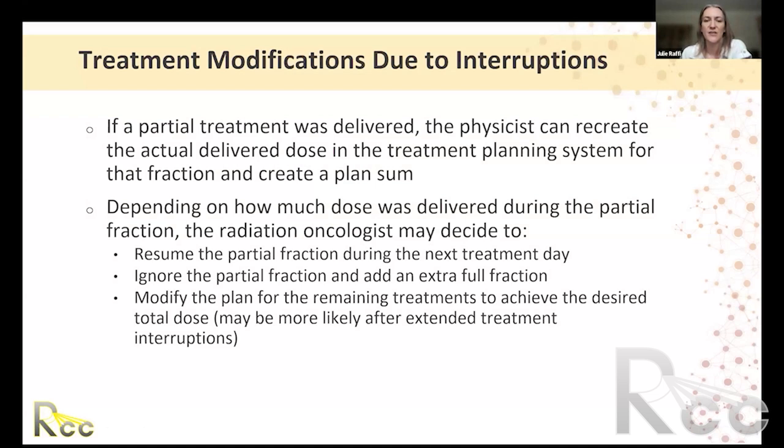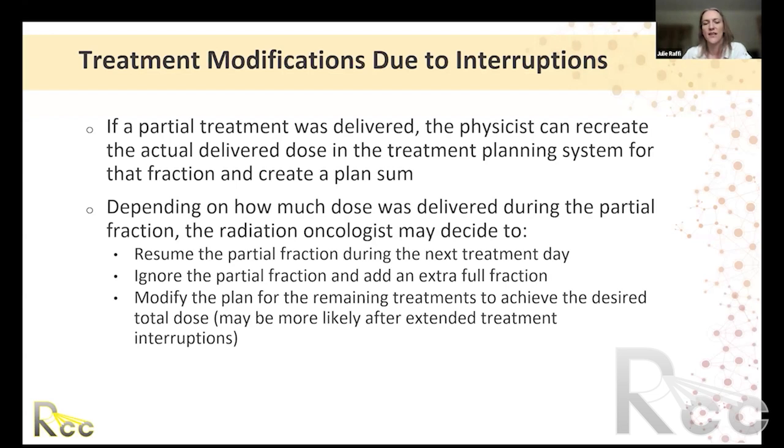The radiation oncologist may decide to resume the partial fraction during the next treatment day. They might decide to ignore the partial fraction. If you just delivered a few monitor units, for example, they might ignore that and deliver a full fraction the next day. So you need to take steps in the planning system to make that available. And then they might also modify the plan for remaining treatments to achieve the desired total dose.